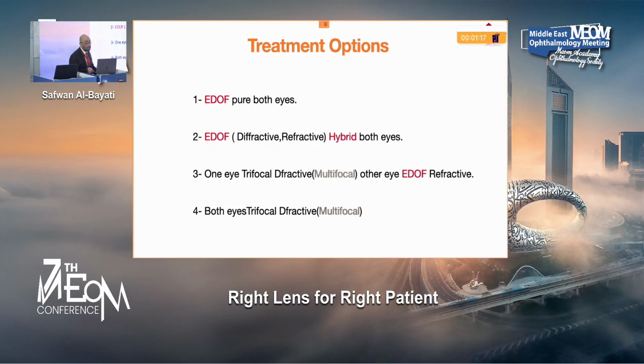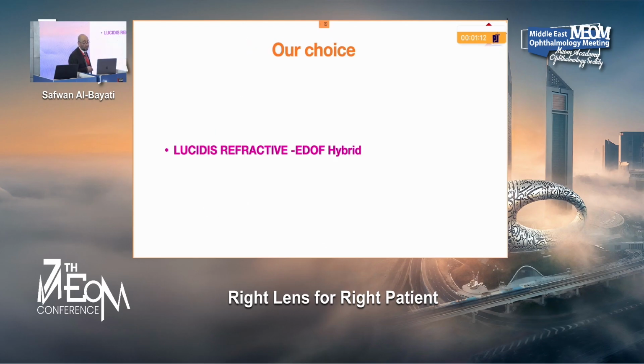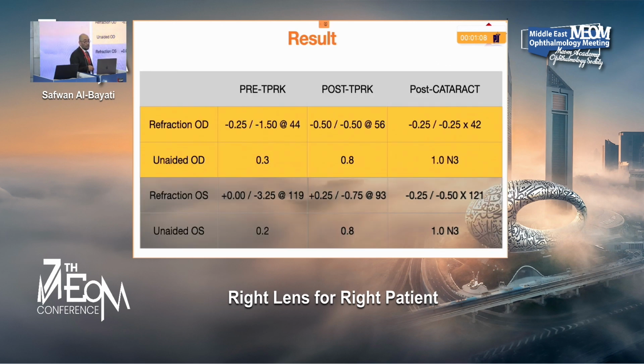The option here was to go with Lucidis refractive, and he's very happy. That's the result. So I kept minus 0.25. Here I need to say that when I shifted from IOL Master 700 to Argos, I started to have the ability to reach minus 0.25 or 0. That's because of the axial length.